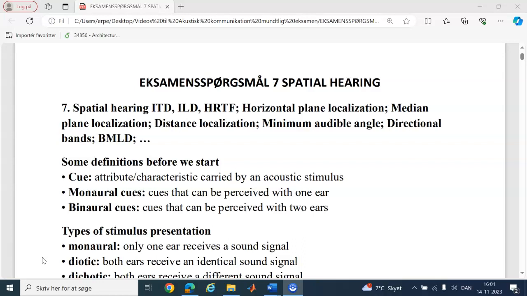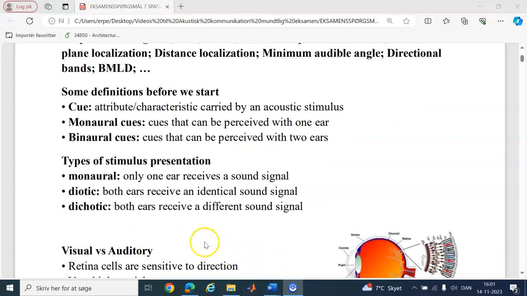Monaural cues: cues that can be perceived with one ear. Binaural cues: cues that can be perceived with two ears. Types of stimulus presentation. Monaural: only one ear perceives a sound signal. Diotic: both ears receive an identical sound signal. Dichotic: both ears receive a different sound signal.